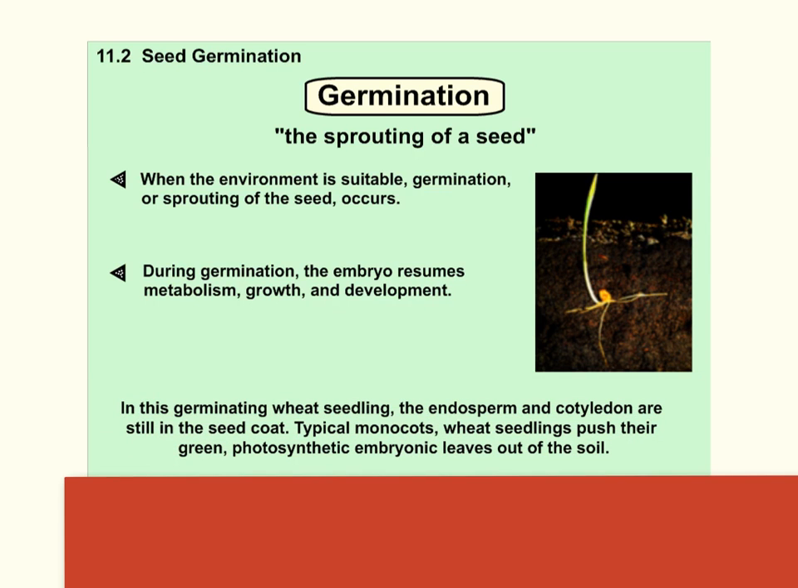And finally, in this germinating wheat seedling that you guys will see right over here in this right corner, the endosperm and cotyledon are still in the seed coat. Typical monocots, which is defined right here, and we'll look at that today by the amount of the one leaf that it has. Wheat seedlings push their green photosynthetic embryonic leaves out of the soil. Now take a second to think about why that would be important. If you are going to go through the process of photosynthesis, that is how a plant is going to use a combination of sunlight, water, and carbon dioxide to make its own energy. So one of the very first things that a plant will do is to create something to start bringing energy in.